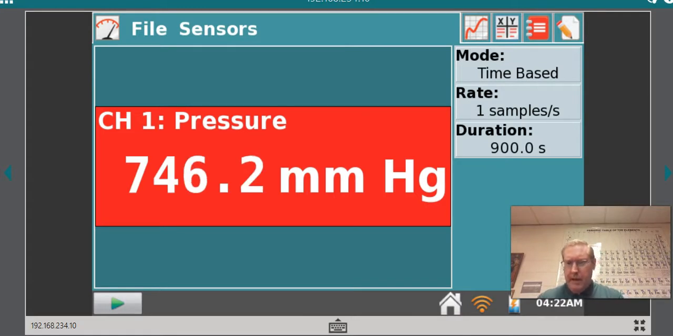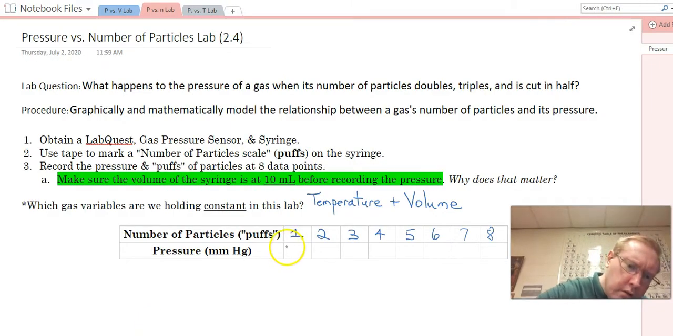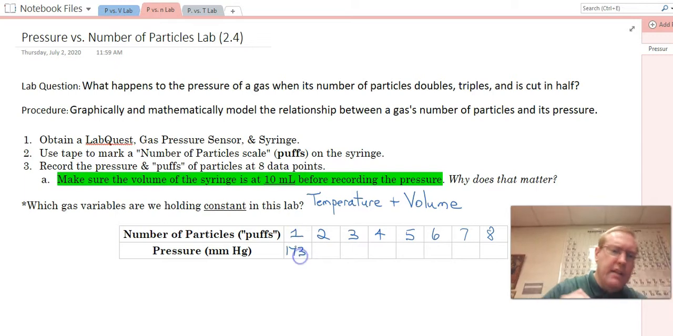I'm going to pull back on the syringe until it reads 10 milliliters. And the trick, as always, is you have to hold it there, which I think I'm doing a pretty good job of. And it's right at about 173. We'll call it 173. So let me go back to my data table. At 1 puff, I've got 173 mmHg of pressure.